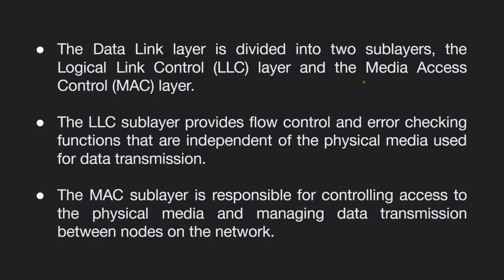This layer is responsible for providing a reliable and efficient way to transmit data over a network, and it is critical for the proper functioning of the network. This layer provides addressing and framing mechanisms that allow data to be transmitted over different types of physical media, such as Ethernet and Wi-Fi. This layer uses MAC addresses to uniquely identify each node on the network.